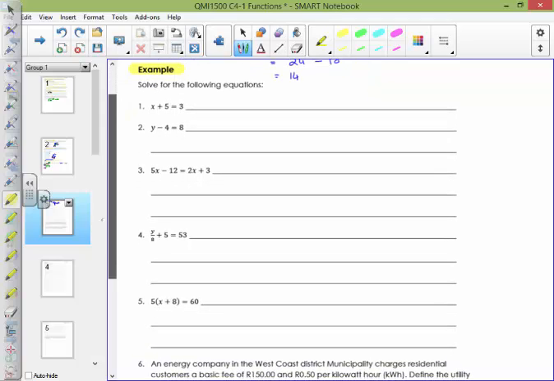Right, let's do this example together. Solve for the following equations. X plus 5 is equal to 3. We want our x on the one side and all our numbers on the other. So how do I get rid of a plus 5?